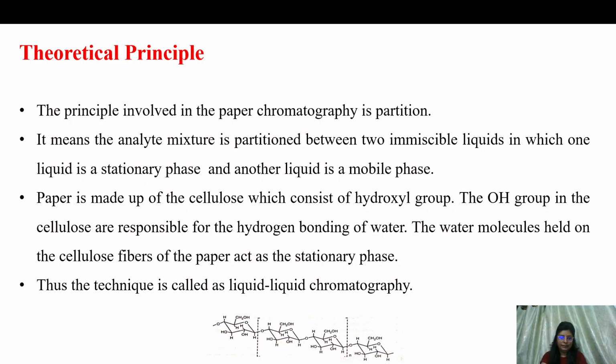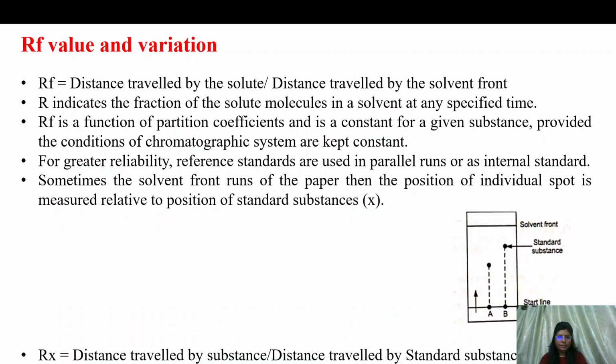As you can see in the structure, there are different hydroxyl groups attached together. Now let's talk about the RF value and its variation. The RF value can be defined as the distance traveled by the solute upon the distance traveled by the solvent front. RF indicates the fraction of the solute molecules in the solvent at any specified time, and RF is a function of the partition coefficient. It is a constant for a given substance provided the conditions of the chromatographic system are kept constant.